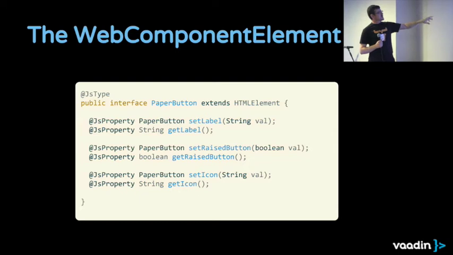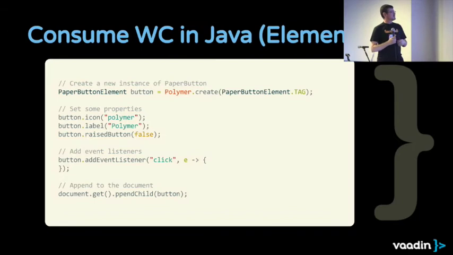And this is the important thing: each web component has to have its own interface. So just annotating the web component and figuring out what methods and what properties are exposed in the web component, you can create this. There are thousands of web components in the Polymer catalog, so it's kind of difficult to create all of them. But yeah, we are going to see this.